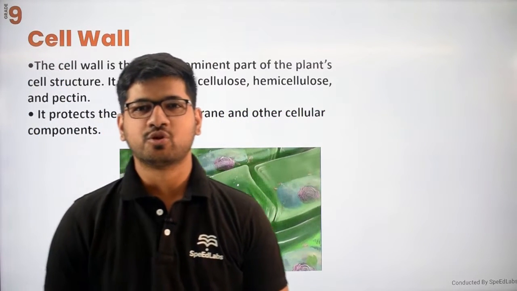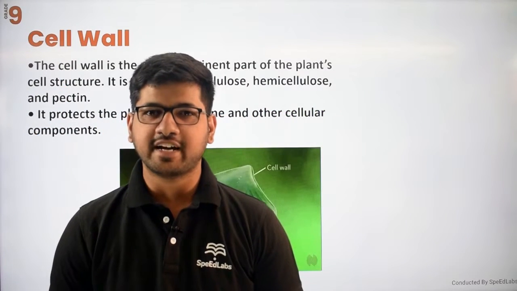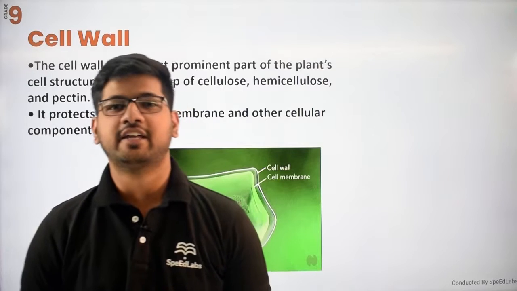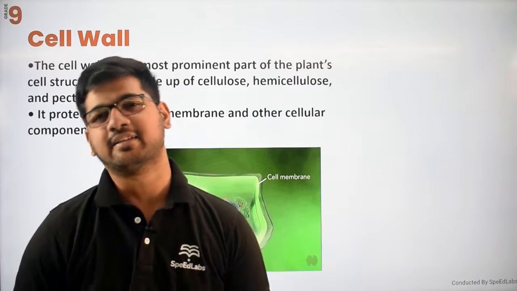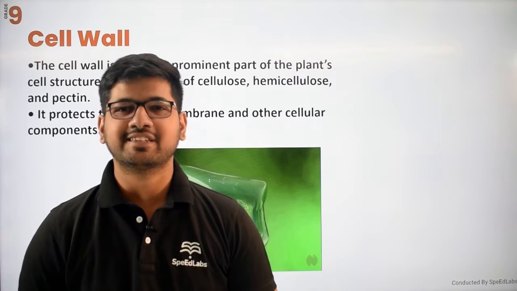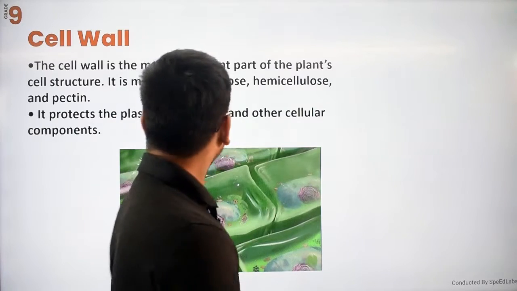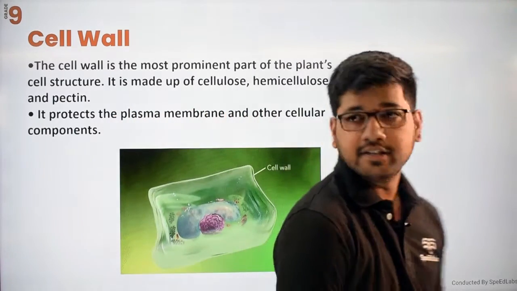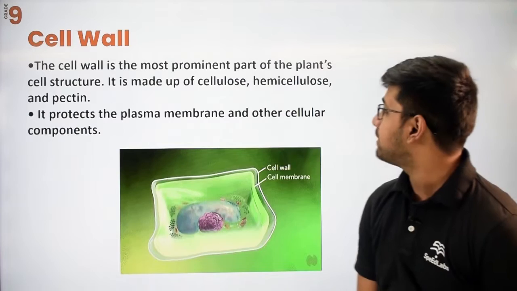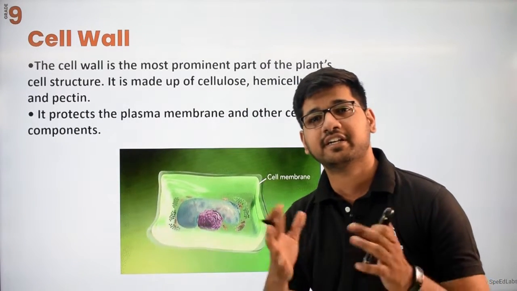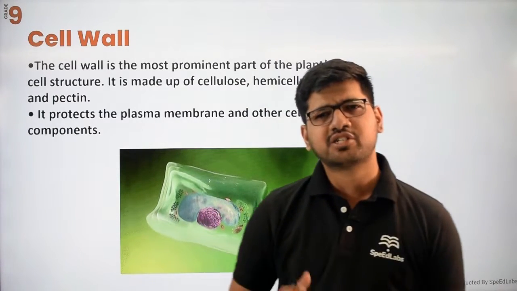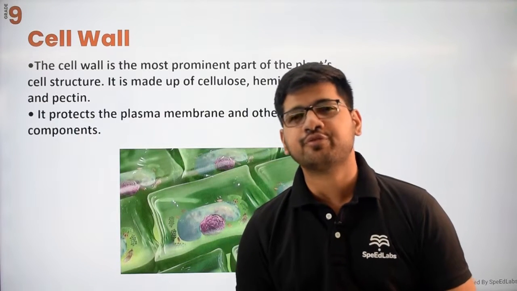Okay students, so let us talk about the different kinds of structures that we encounter and observe in a particular cell, starting with the outer layer, that is the cell wall. As you can see, the cell wall is the most prominent part of a plant cell structure. It gives the plant a body, a shape that you may encounter of different types.